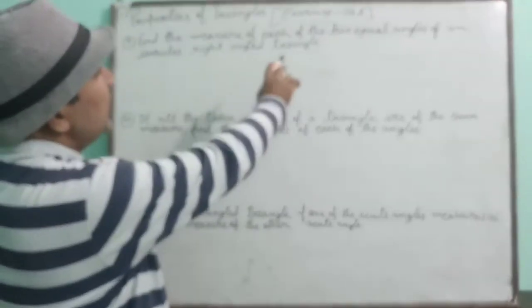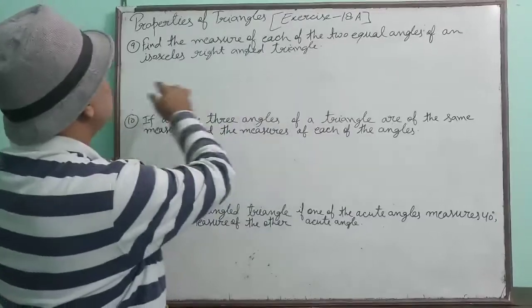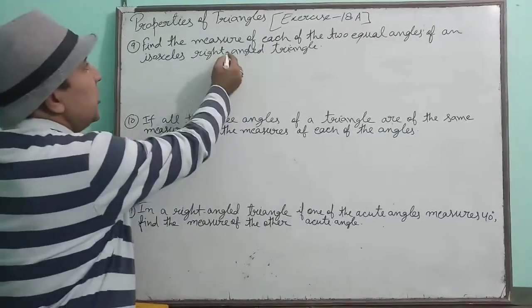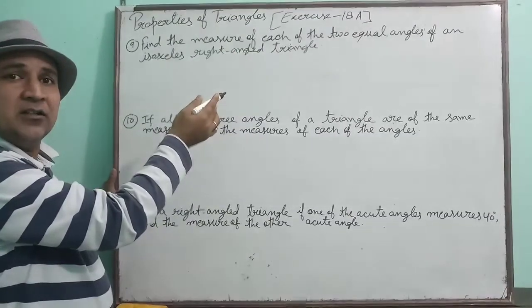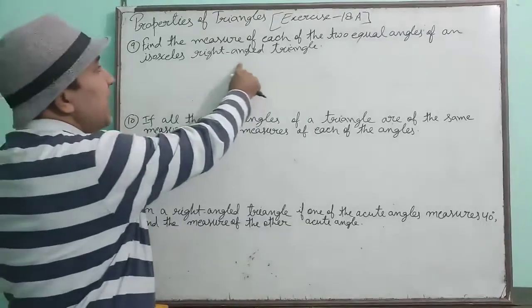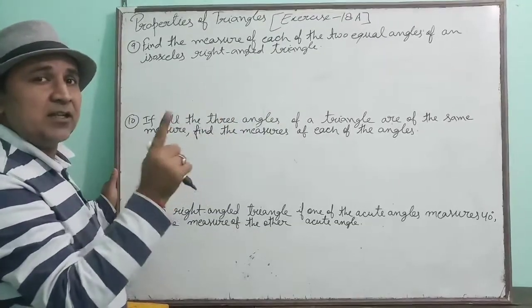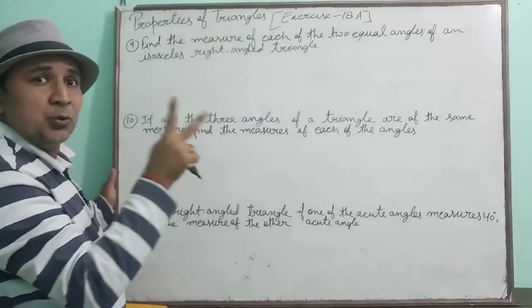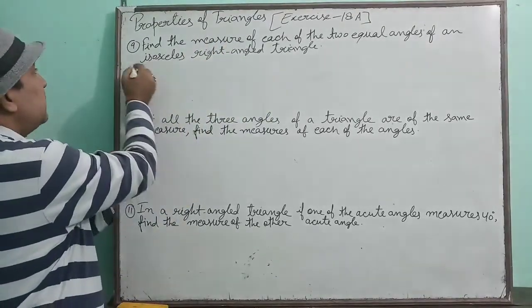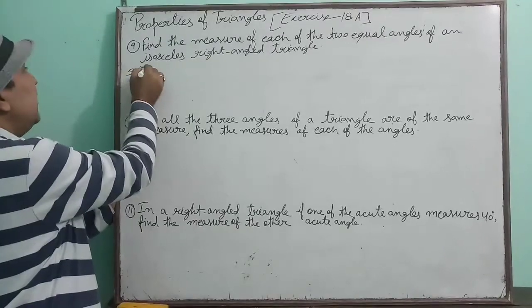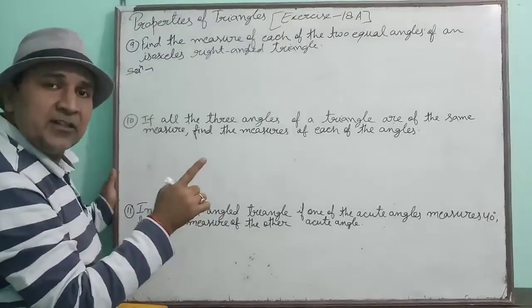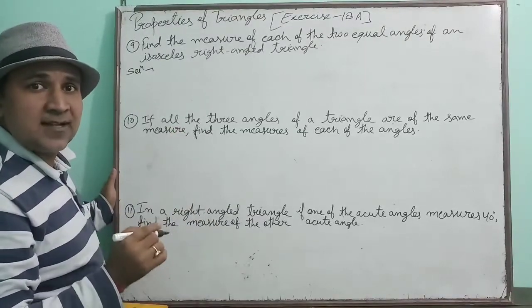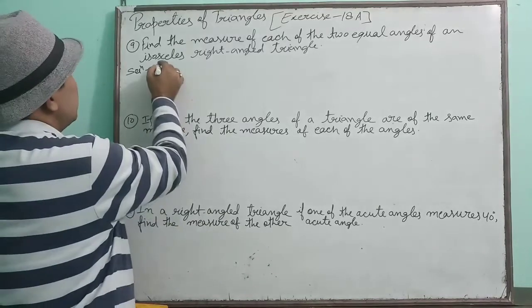Find the measure of each of the two equal angles of an isosceles right angled triangle. Children, we know that a right angled triangle means a triangle having one angle 90 degree, and isosceles means two angles are equal. That means in this question one angle is 90 degree and the remaining two angles are equal. So see how to solve.